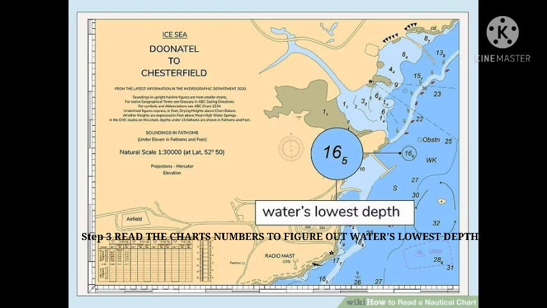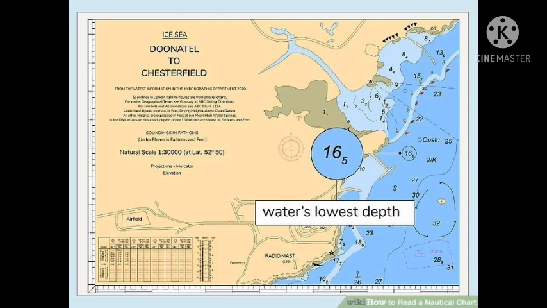Step 3. Read the chart numbers to figure out the water's lowest depth. The black numbers printed on the chart represent water depth. Each number indicates the mean low water in an area. This is the average water depth at low tide. So most of the time, the water is deeper than what you see on the chart.